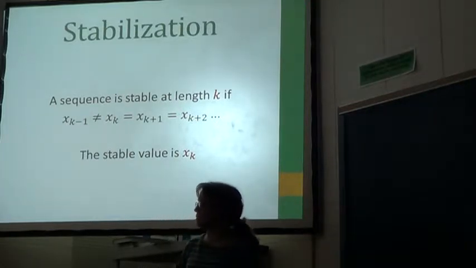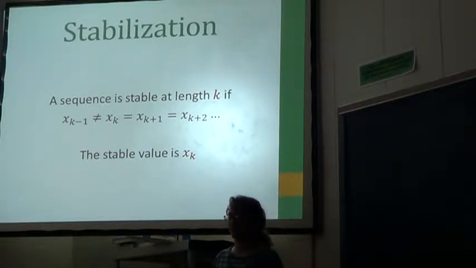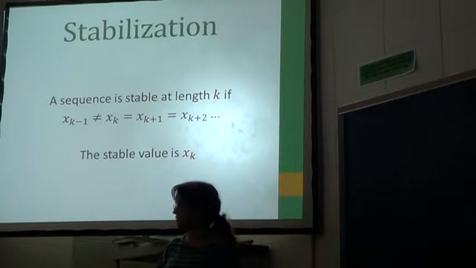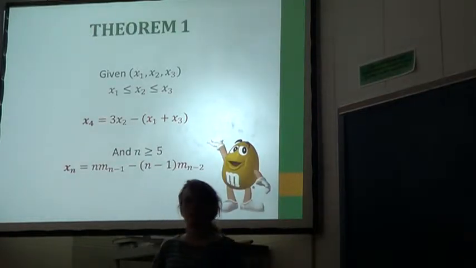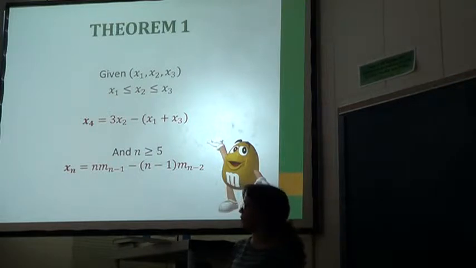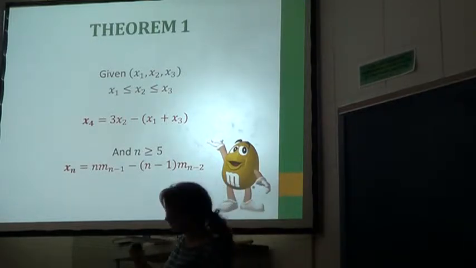To define stabilization, a sequence is stable at length k if the kth term is not equal to its previous term, but is equal to all of the following terms. And the stable value is x of k. Theorem 1's purpose is to find the formulas to generate all of the elements of an M&M sequence. These are the 2 formulas for x of 4, the 4th element, and the nth element.